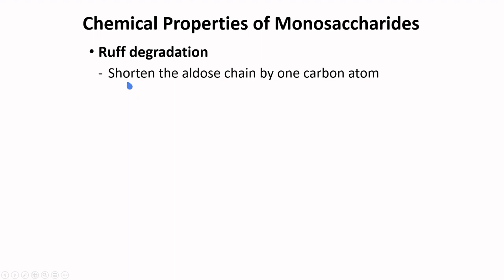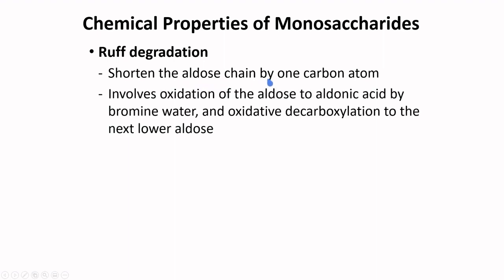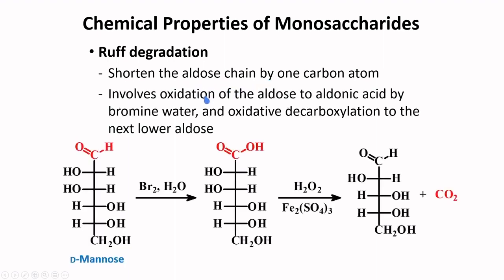If Kiliani-Fischer synthesis increases the length of the aldose chain by 1 carbon atom, Ruff degradation is the reverse. It allows the shortening of the aldose chain by 1 carbon atom. This involves oxidation of the aldose to aldonic acid by bromine water, followed by oxidative decarboxylation to the next lower aldose. Here, D-mannose, an aldohexose, becomes D-arabinose, an aldopentose.